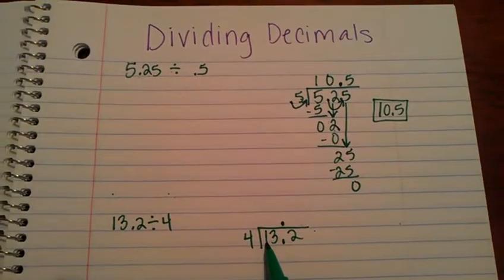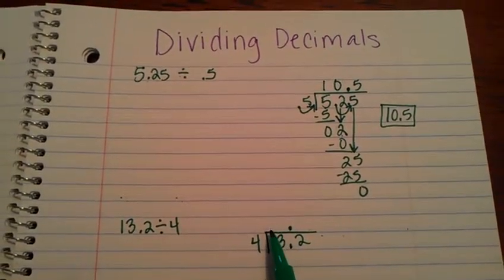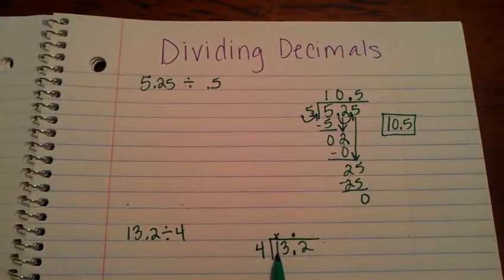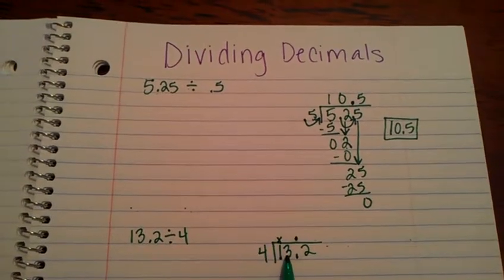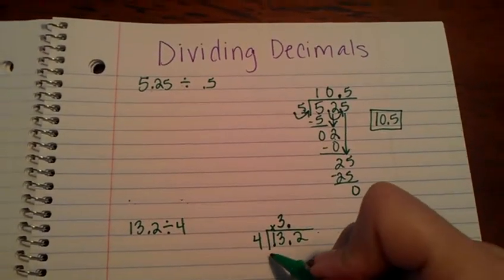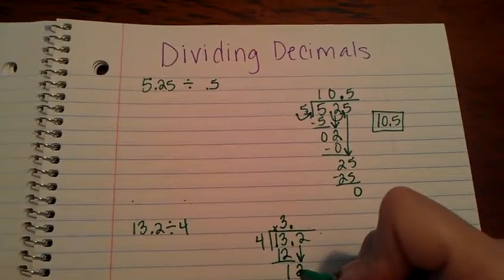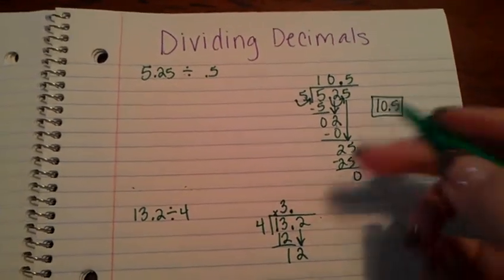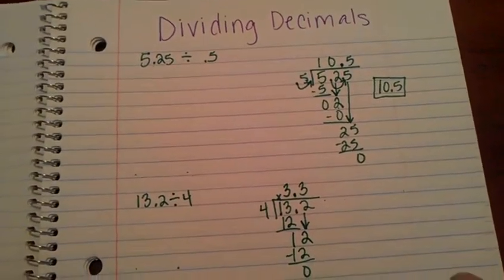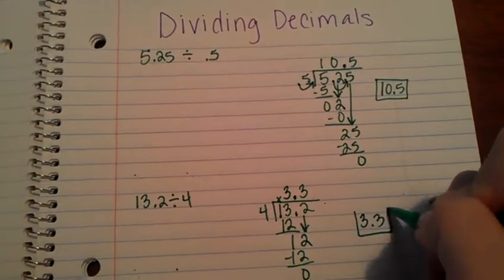Will 4 go into 1? No, it won't. So you cannot write anything above that 1. It has to stay blank, or you can hold your place with a little X so that you don't write anything above that 1. 4 will go into 13 3 times. 4 times 3 is 12, so I subtract. Bring down my next number. 4 will go into 12 3 times. My remainder is 0, so I'm done. So the answer to that problem is 3.3.